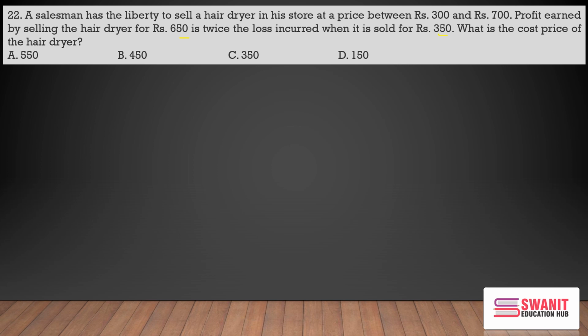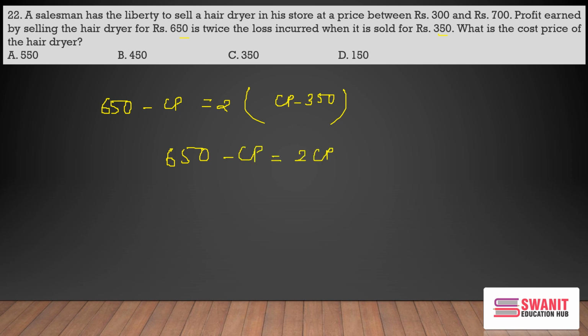So in the first place, when he's selling it at 650 rupees, he is getting a profit. That means 650 minus cost price is the profit. And next time when he's selling it at 350, there is a loss. That means cost price minus 350 is the loss. And it says the profit earned is twice the loss. So here's your equation. Let's solve it further. 650 minus cost price is equal to twice of cost price minus 350, that is, twice of cost price plus 700.